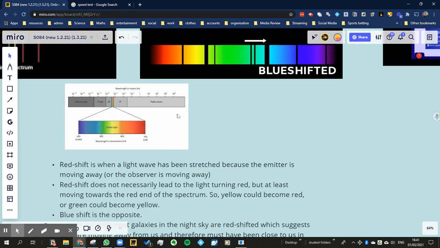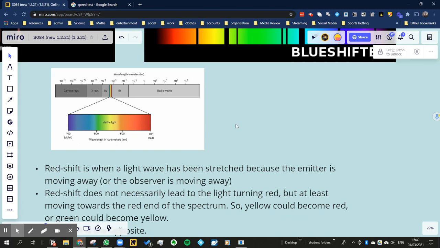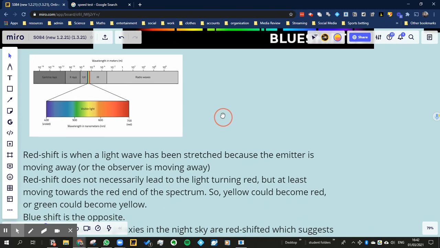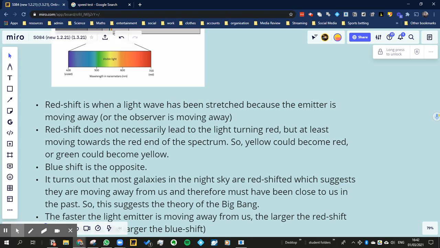So it could mean that something was yellow and now it's orange, or it's green and now it's yellow, or it's red and now it's not even visible anymore, but infrared. Remember that the rest of the waves are just like light waves, the only difference being that we're not able to detect them. So blue shift is the opposite. If something's moving towards you, or you're moving towards it, the light waves get squashed, and so it's shifted towards the blue end of the spectrum.